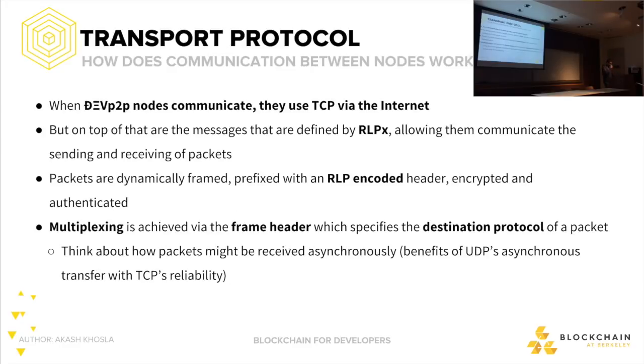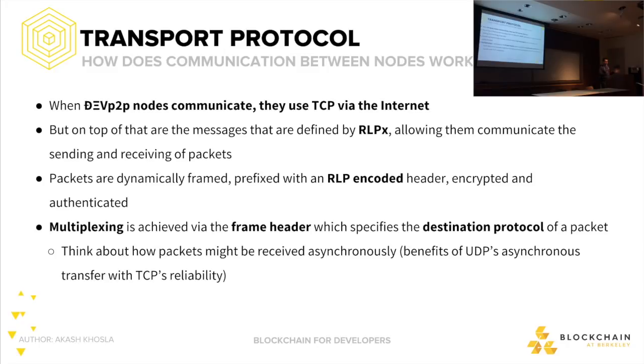One thing with transport is that when devp2p nodes communicate, they use TCP. UDP is only used when you query the distributed hash table to get information about enodes, but you need TCP to communicate between the two nodes to transfer data and make sure it's reliable.